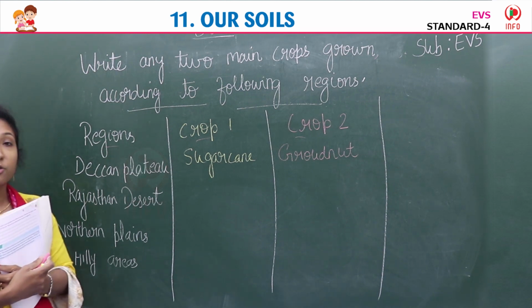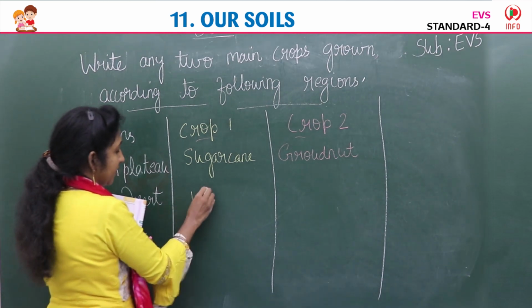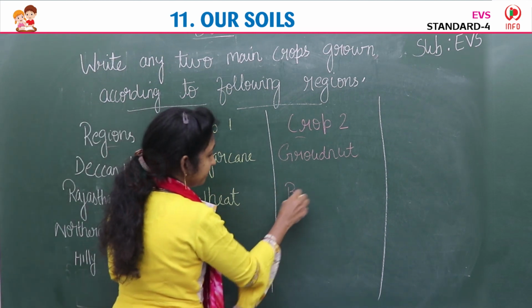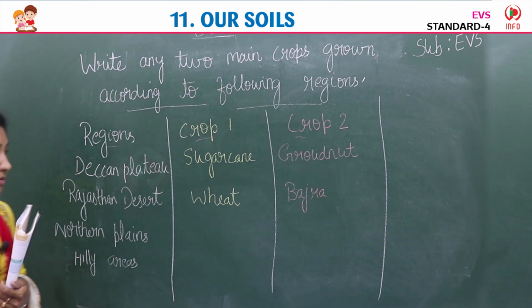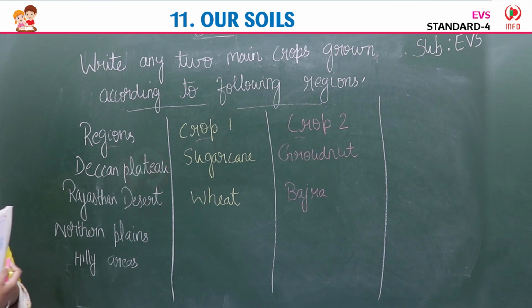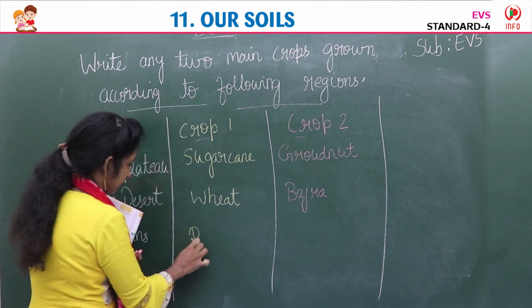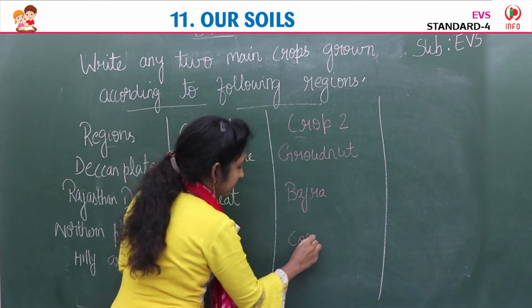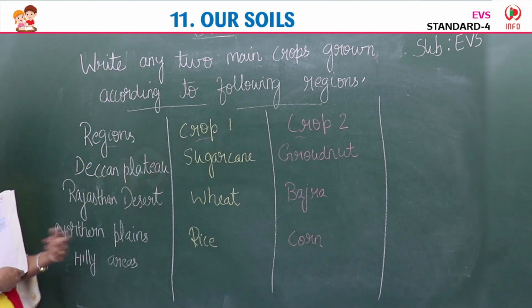Desert soil. What kind of crops can be grown there? Wheat. Then bajra. These are the crops we can see in desert soil. Now northern plains. In northern plains, what all crops can be grown? Rice, corn. These are the crops that can be grown in northern plains.